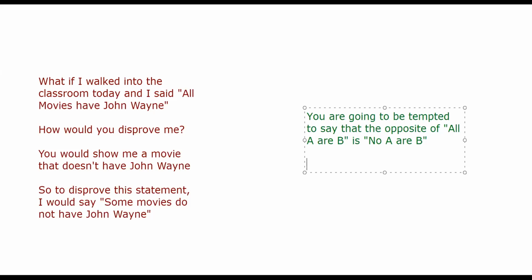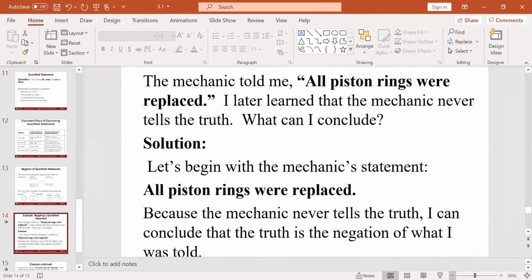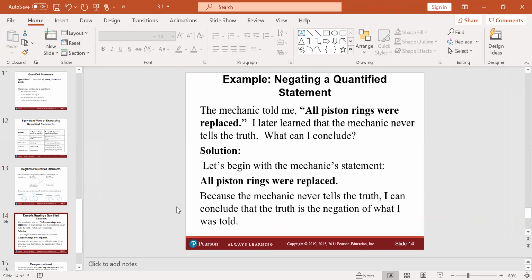So the opposite of the "all A are B" statement is actually "some A are not B." That's all you got to do. It's a lot simpler to do it that way. So that's how these negations are going to work. So we want to negate a quantified statement. A quantified statement, again, has the word all or no, or some are not.